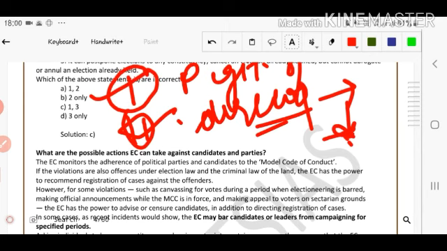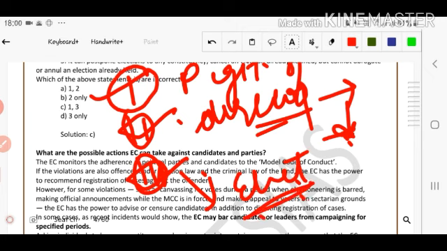Number third, the power of the Election Commission is that when an MP or MLA case goes to the High Court, the recommendation of the Election Commission is made mandatory here, and it is not applicable to the Supreme Court.